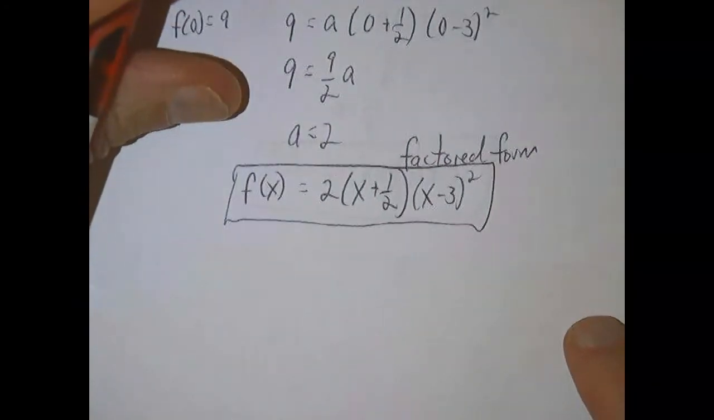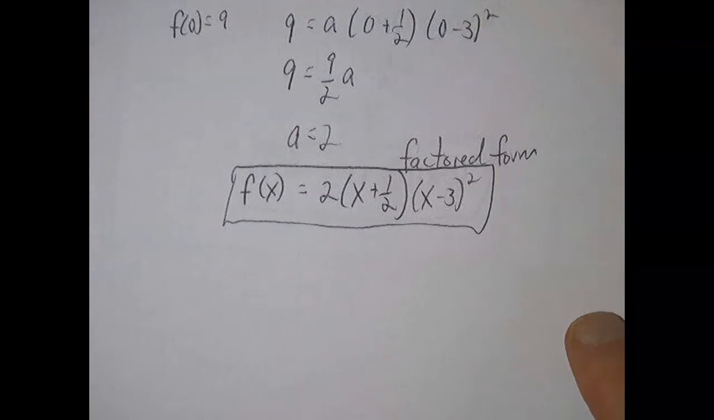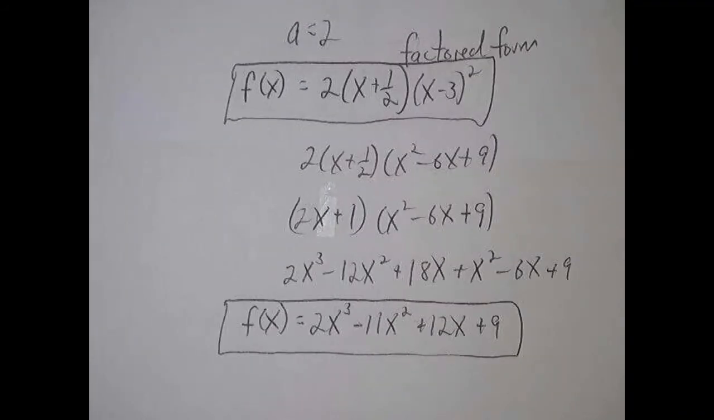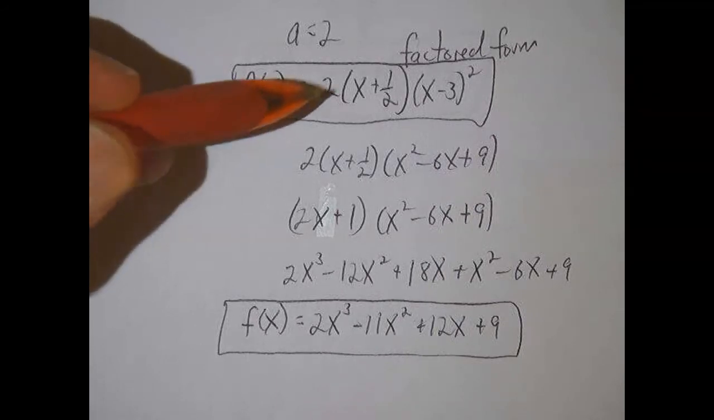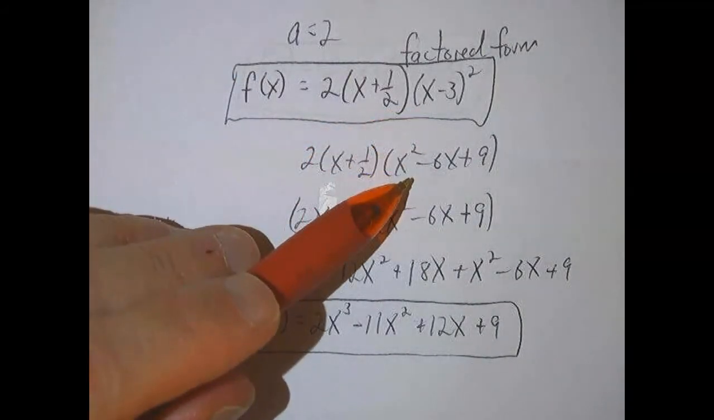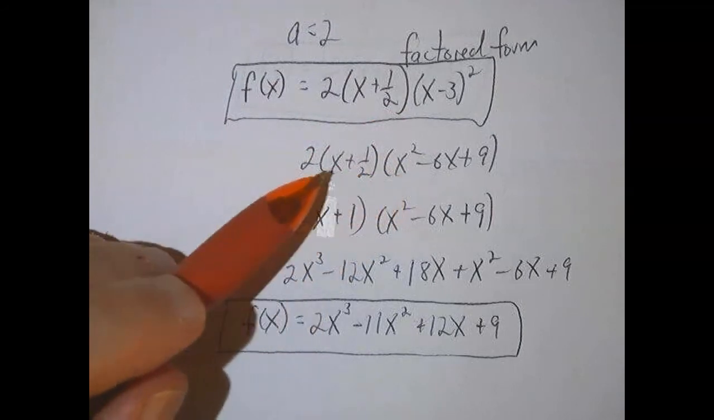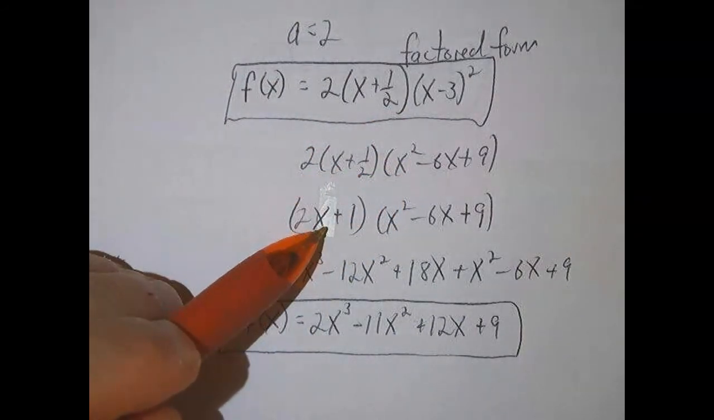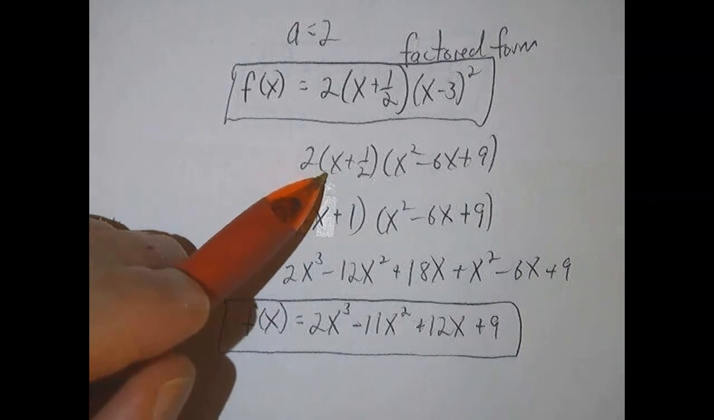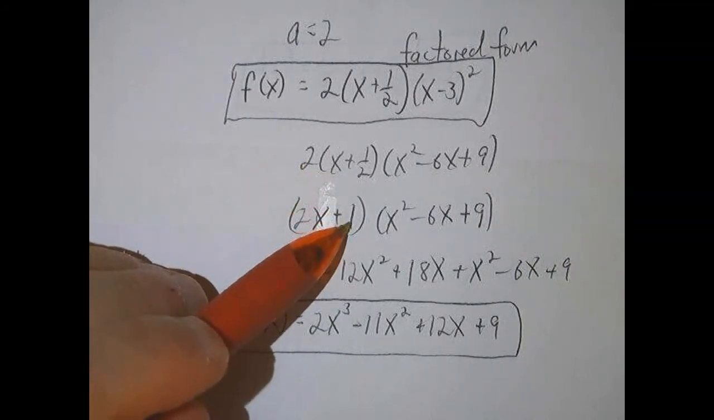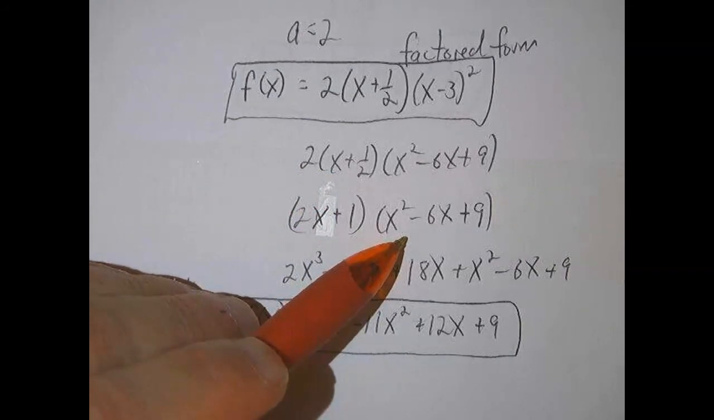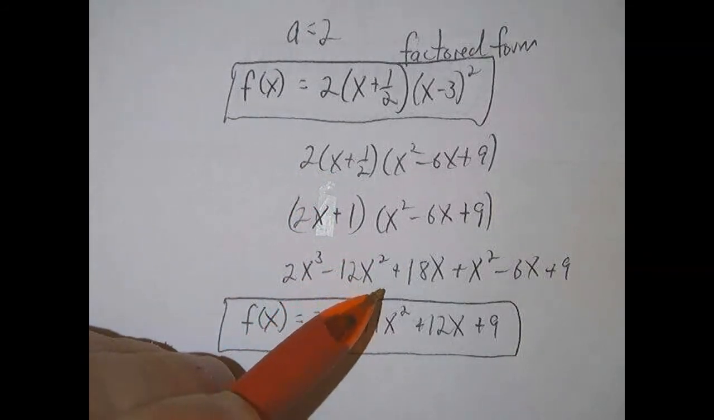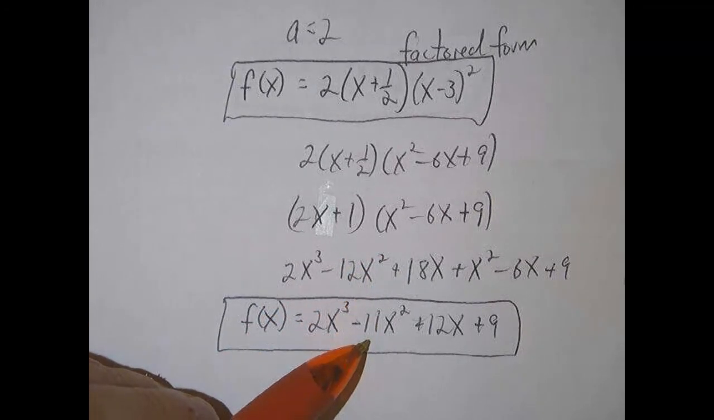Okay, so multiplying this out, I'm just going to multiply it out and then we can compare answers. Okay, and then this is the factored form multiplied out. I first squared the x minus 3 right there, and then I distributed the 2 over this to get 2x plus 1, right? 2 times x is 2x, 2 times 1/2 is 1. Then I multiplied this 2x plus 1 by these 3 terms, I distributed twice, and I got 6 terms. There they are. From those 6 terms, I combined like terms, and there's the final answer.